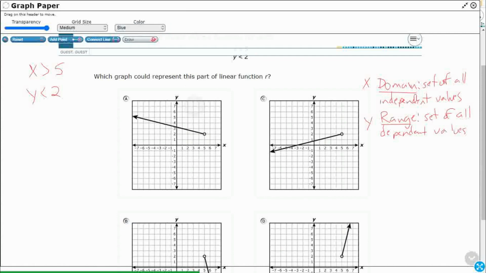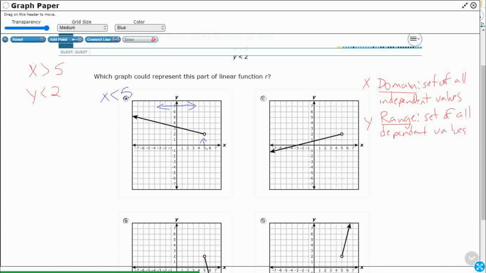So we're going to look side to side. What do we have here? Our x value right there is going to be a 5. So for A, x is going to be less than 5, right, because it starts at 5 and goes smaller. So it's got the right number, but it's the wrong inequality. It's less than 5, not greater than 5.